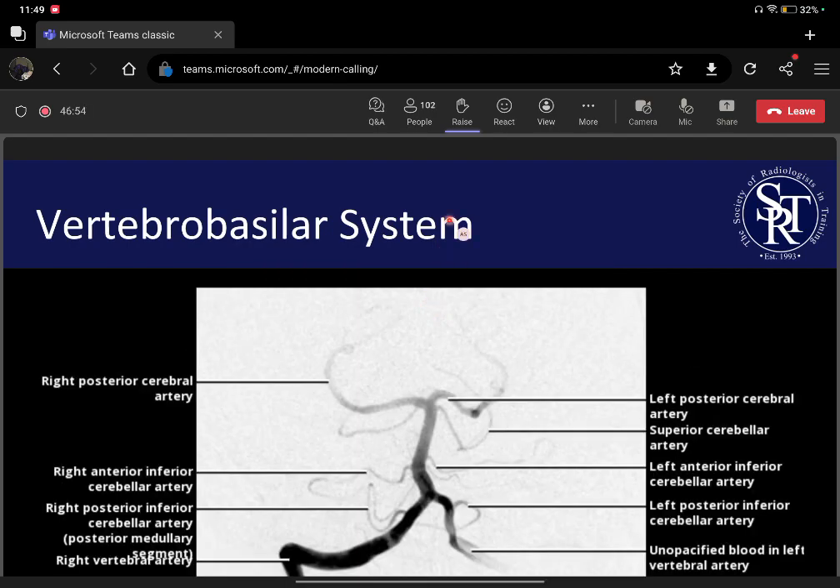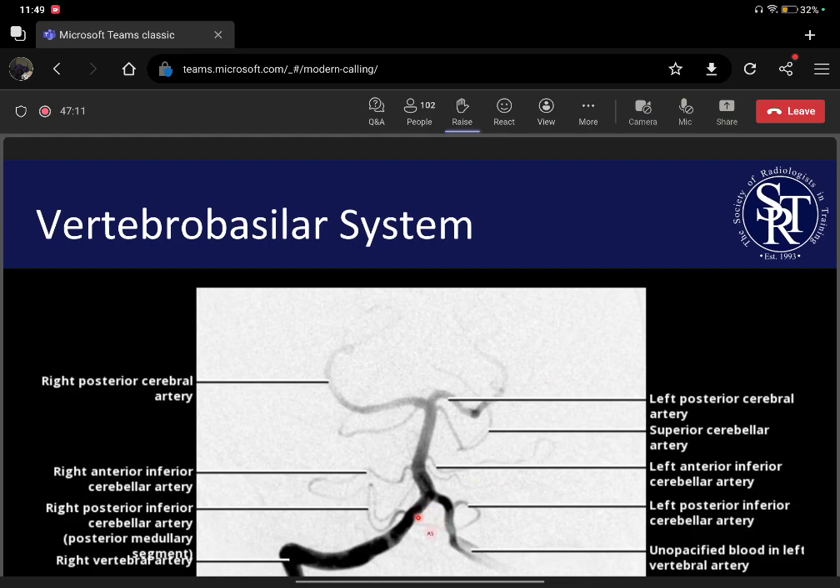This is a DSA image, so digital subtraction angiography. What that means is we've taken away a pre-contrast image from a post-contrast image, so all we're left with is the vessels, which allows us to better visualize them.